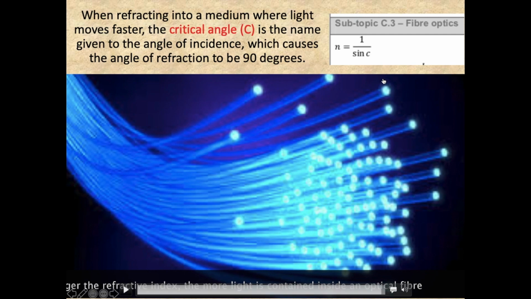This formula is given in the data booklet. However, it's not given under topic 4 formulas. It is given in subtopic C3, labeled as fiber optics. Even if you're not studying option C, this section should help you when you need the formula for the critical angle.